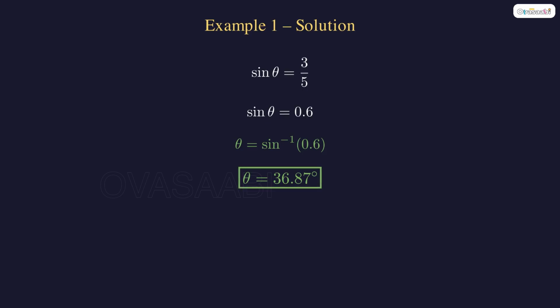Sine K2 equals 3 over 5, which is 0.6. Now apply inverse sine. On your calculator, press Shift then Sine, type 0.6. The answer is 36.87 degrees.